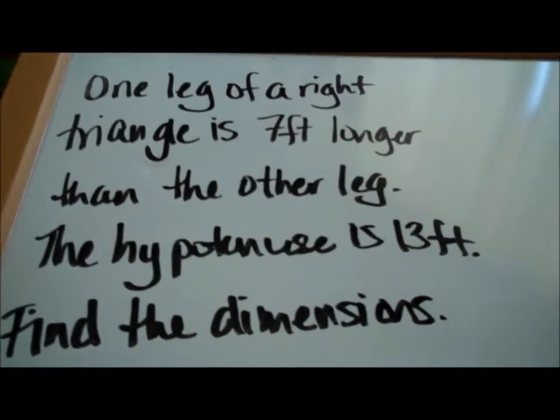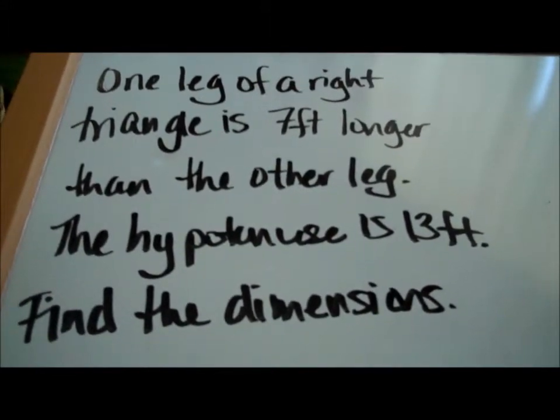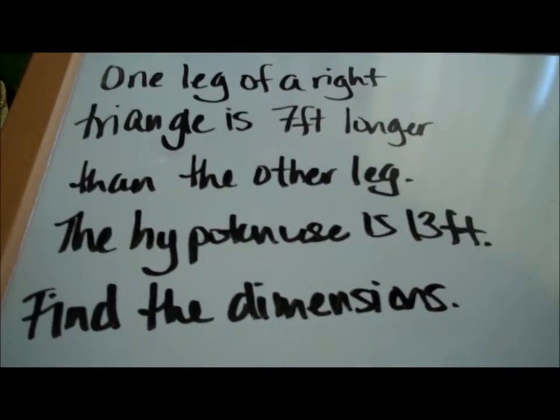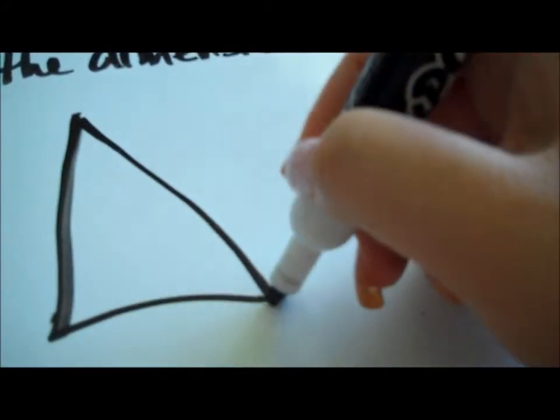Okay, the next problem says one leg of a right triangle is 7 feet longer than the other leg. The hypotenuse is 13 feet. Find the dimensions. So we're talking about a right triangle. I think it's best if you just draw a picture. You don't have to draw a picture, but I think it's a good thing to do.